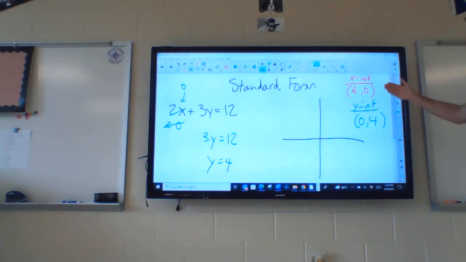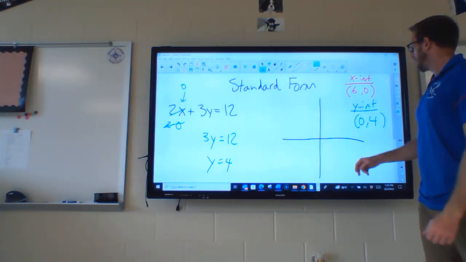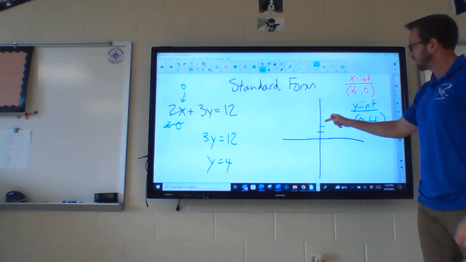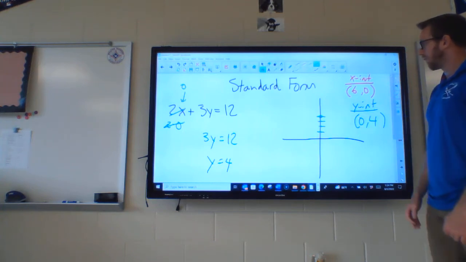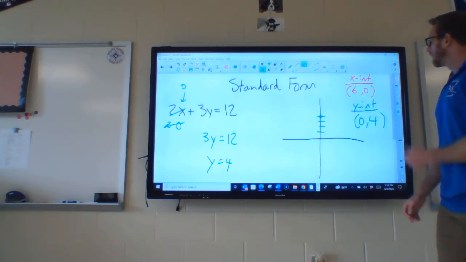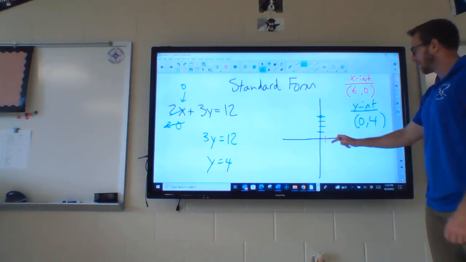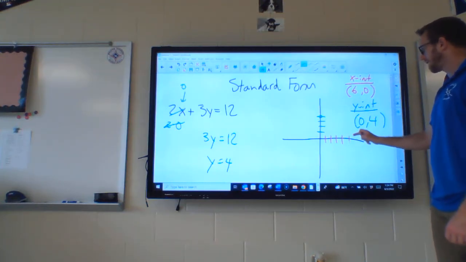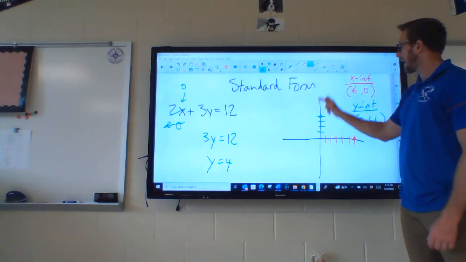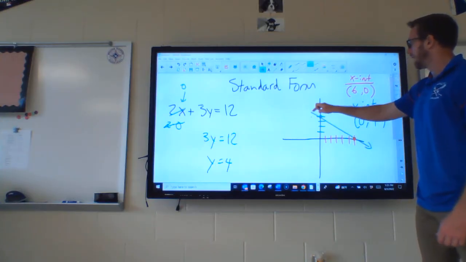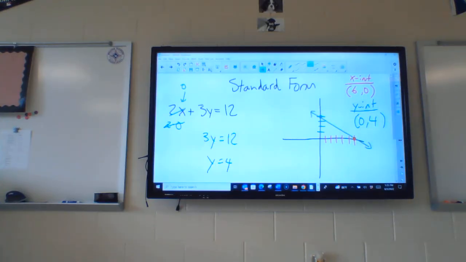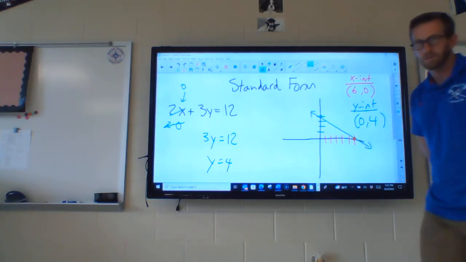And now that we have both points as intercepts, in fact, anytime we have 2 points on a graph of a line, we can plot those 2 points, 1, 2, 3, 4, 5, 6, and we can connect them into a line, and that is how we graph a line. So that is standard form review.